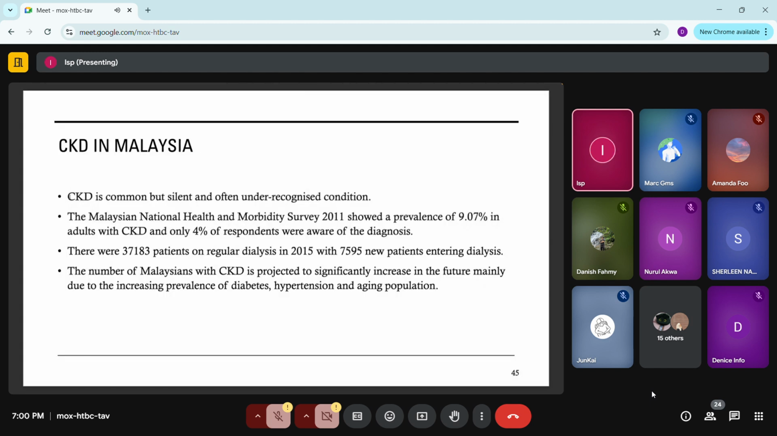And to make the condition worse, CKD is a silent disease. So if the patient does not go for regular follow-up or regular checking for urine protein and monitoring of renal function, they won't feel anything. They'll feel normal, like a normal healthy individual. But when the kidney disease progresses into advanced disease, it will be too late to intervene.